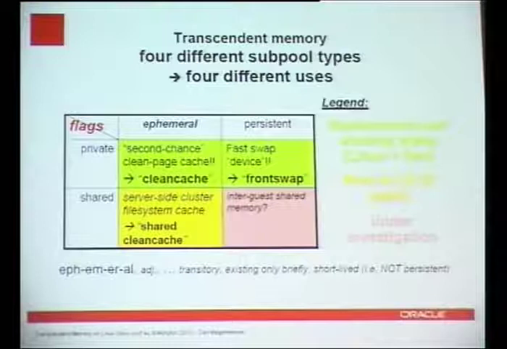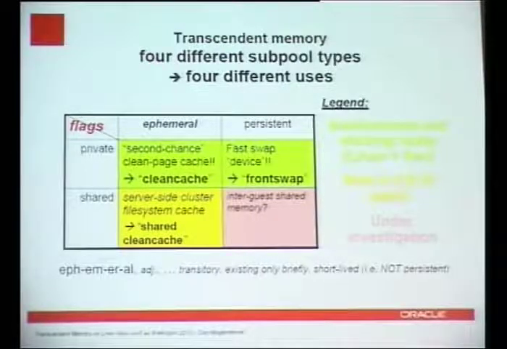The first column is ephemeral. And what that means is that any data that's put into an ephemeral transcendent memory pool may disappear at any time. The hypervisor has complete flexibility as to whether to keep that memory lying around or throw it away. So if, for example, it's keeping a lot of memory for a guest OS, and suddenly it needs to have space for a migrating inbound VM to land, it can suddenly evaporate all that memory, and it doesn't cost anything.